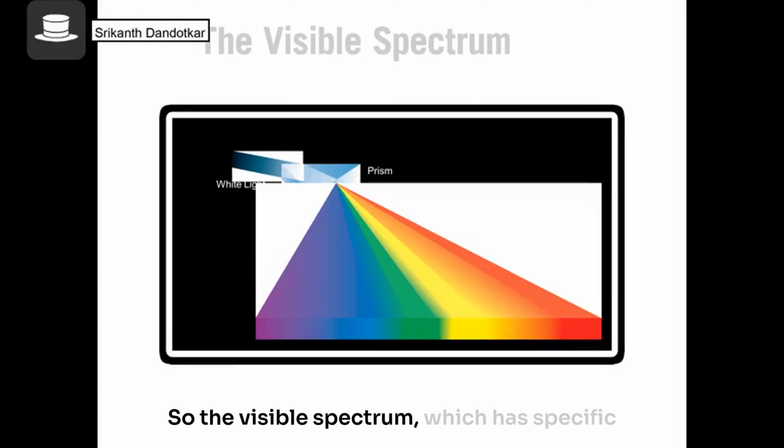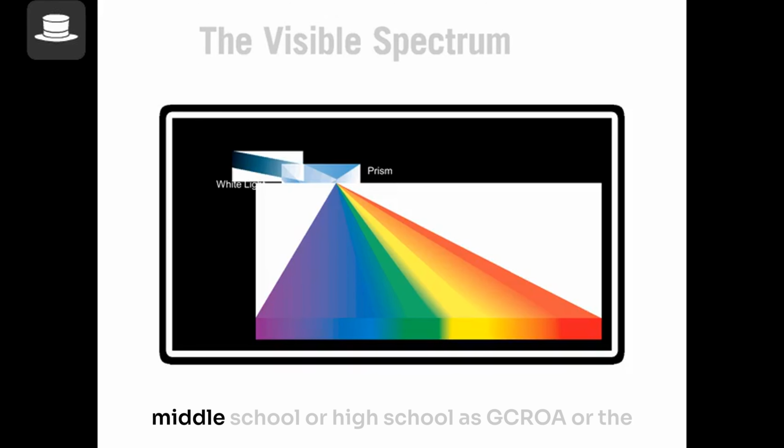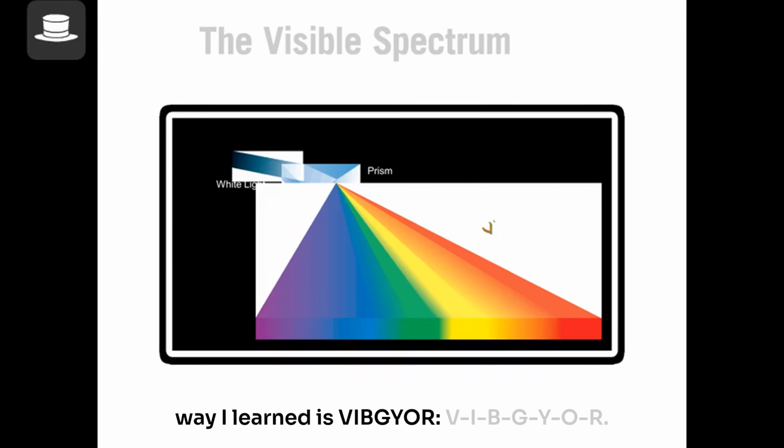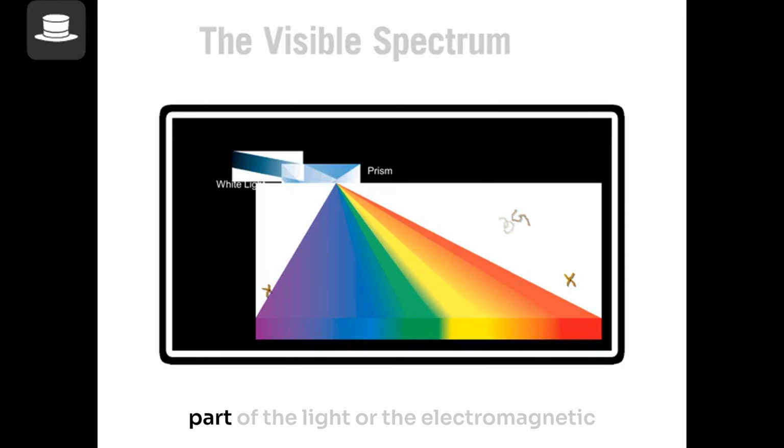The visible spectrum, which has specific wavelengths, is often the white light, but it further is divided into its individual components. You might have studied this in your middle school or high school as VIBGYOR. The colors are violet, indigo, blue, green, yellow, orange, and red, in the increasing order of the wavelength, meaning that violet has the shortest wavelength, and red has the largest wavelength. And this is the only part of the electromagnetic radiation that we can perceive.